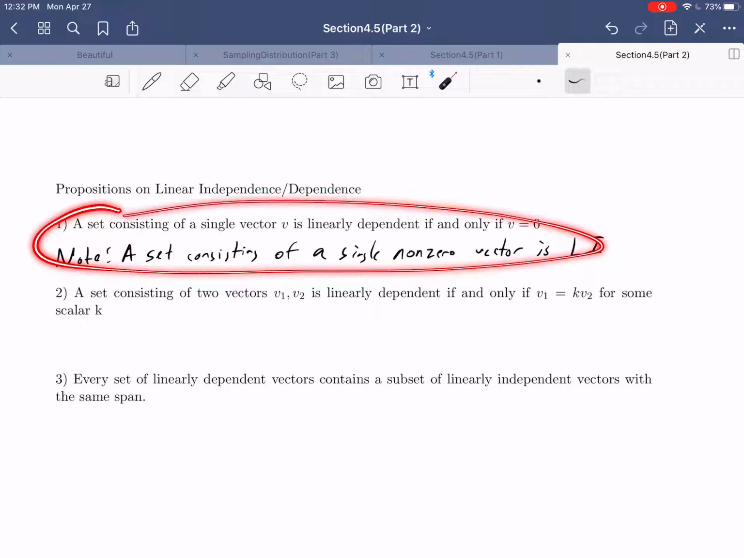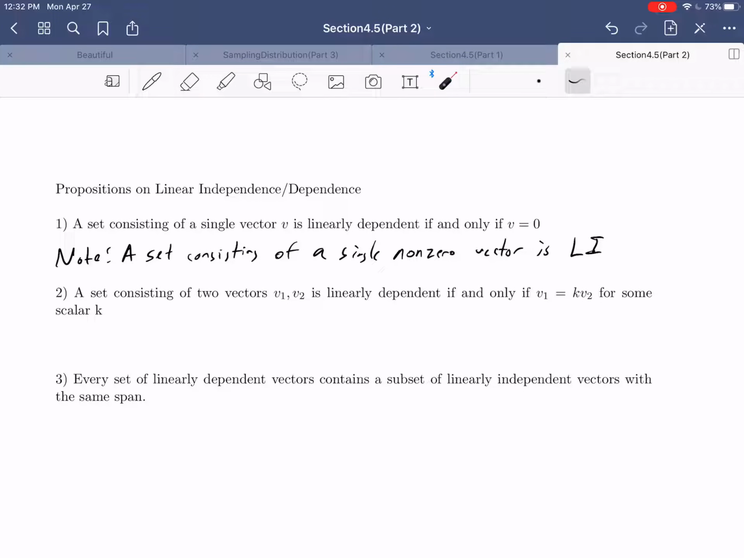Another follow-up that you can take away from this is that any set, regardless of size, that contains the zero vector is automatically linearly dependent. So if you have a set of vectors and it has the zero vector in it, that set is automatically linearly dependent. Okay, so that tells us basically how the concepts of linear independence and dependence apply when you only have a single vector. The second property here basically tells us how linear independence and dependence can be thought of when we only have two vectors.